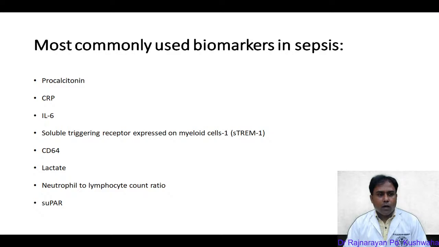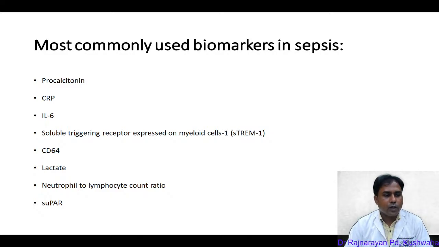So the most commonly used biomarkers in sepsis are procalcitonin, CRP, that is C-reactive protein, interleukin 6, soluble triggering receptor expressed on myeloid cells, that is sTREM1, CD64, lactate, and the neutrophil to lymphocyte count ratio. This is a very important biomarker. When we get a complete blood count, the neutrophil to lymphocyte count ratio is mentioned there.